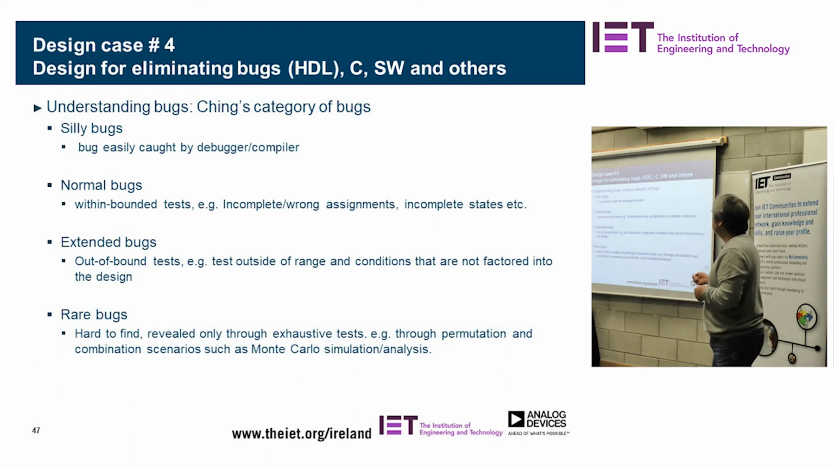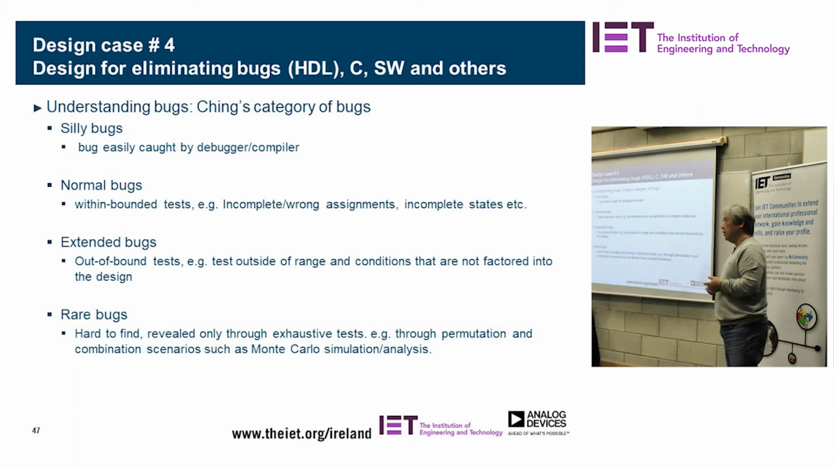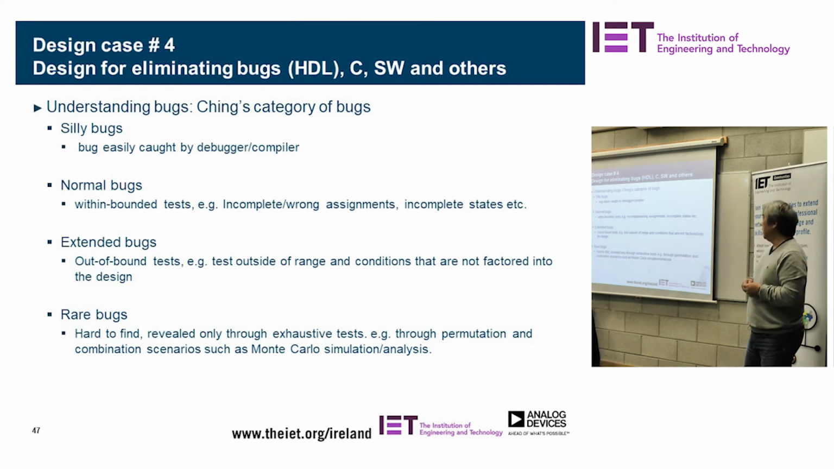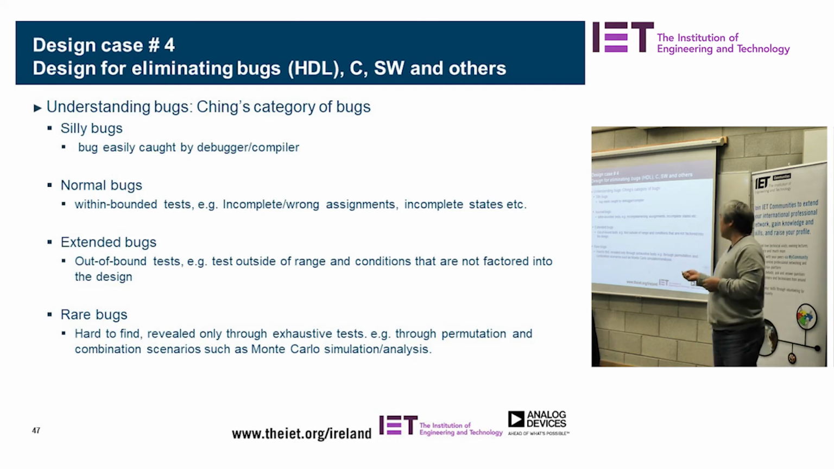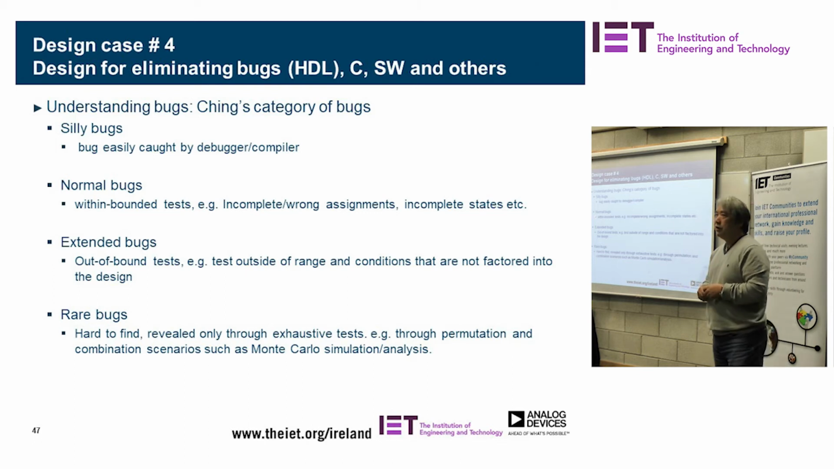So I call it Ching's category of bugs. I've done quite a lot of ASICs, and I still see people, even software and hardware, and they still have bugs. So I classified them as silly bugs, that are usually caught by the debugger. Even normal bugs like within-bound tests, where you test within bound, and incomplete assignments or incomplete statements. Believe it or not, still a lot of people fall into that trap.